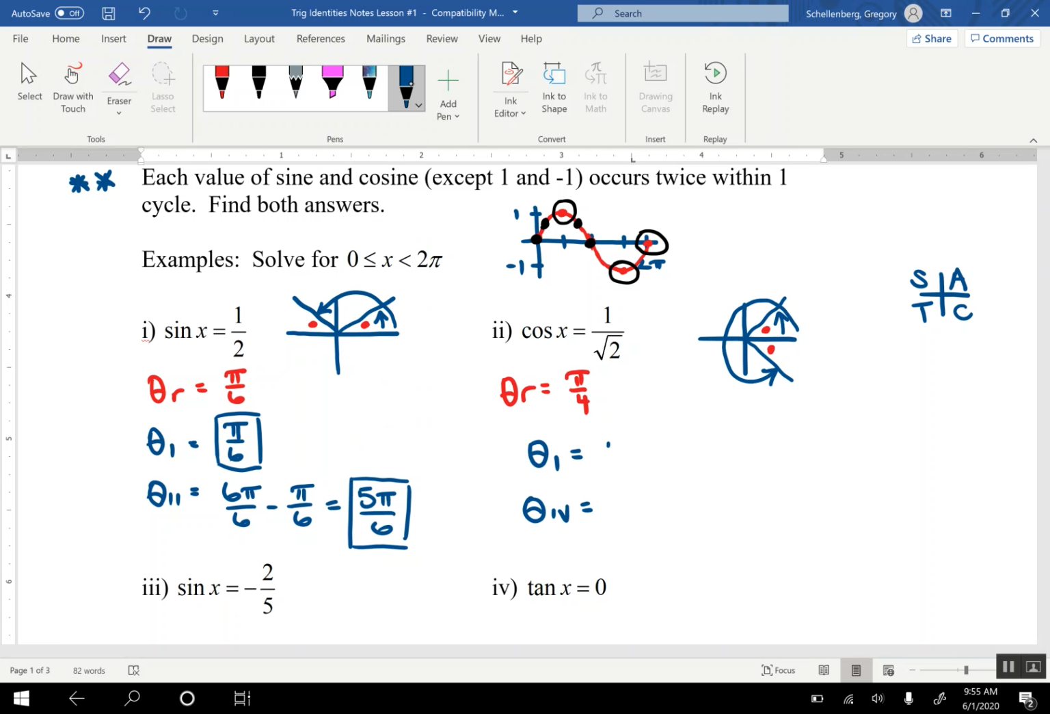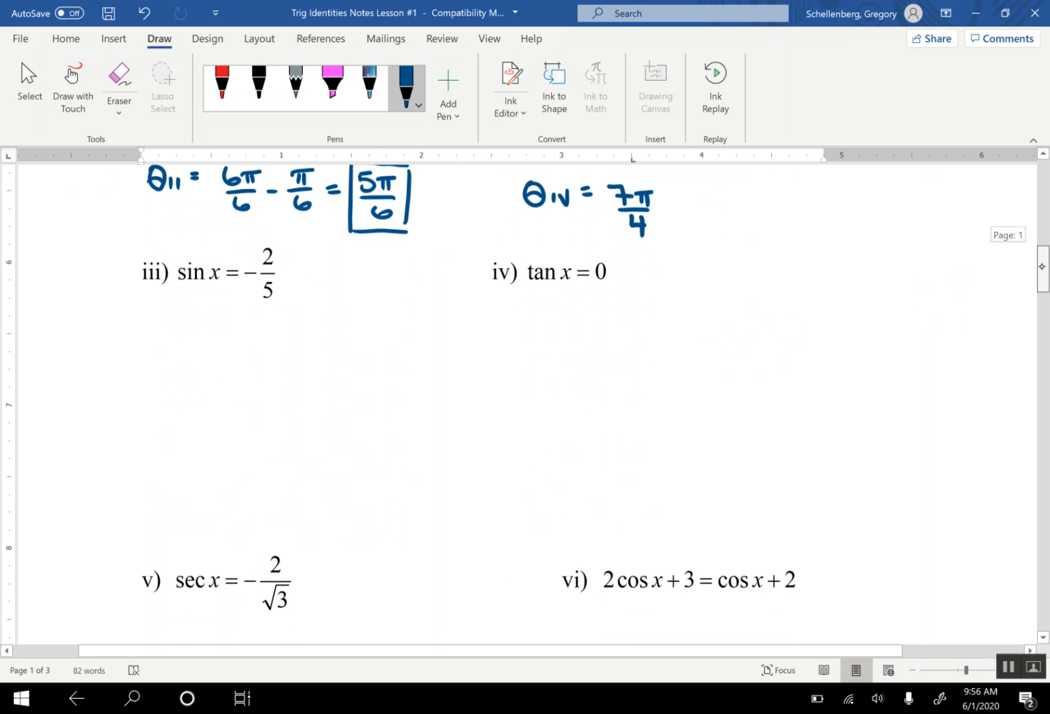So theta 1 will be the same as the reference angle. It's going to be pi over 4. And for theta 4, we're going to do 2 pi minus the reference angle. So we can think about 2 pi here as being 8 pi over 4 minus pi over 4. We get 7 pi over 4. And those are our solutions.